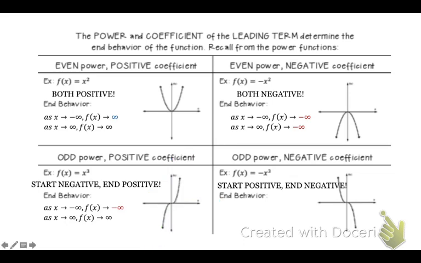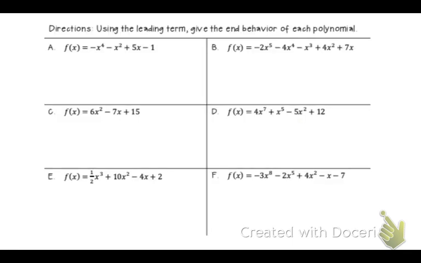This one, start positive and negative, so that's going to be positive infinity and then negative infinity. Okay? So using the leading term, I want you to give the end behavior of each of these graphs. So negative x to the fourth minus x to the second plus 5x minus 1.